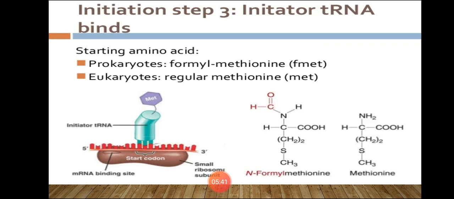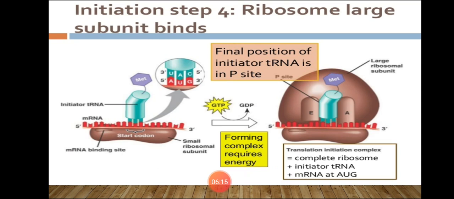What is the starting amino acid? Here the cases are different in prokaryotes and eukaryotes. In prokaryotes, the starting amino acid is N-formyl methionine, and in eukaryotes it is methionine. So in prokaryotes, N-formyl methionine is the starting amino acid, and in eukaryotes, regular methionine is the initiator.